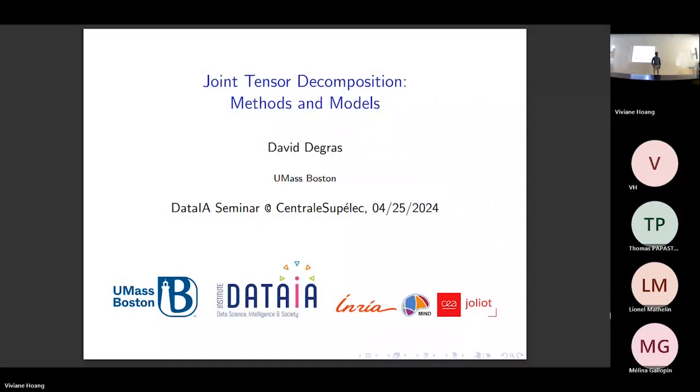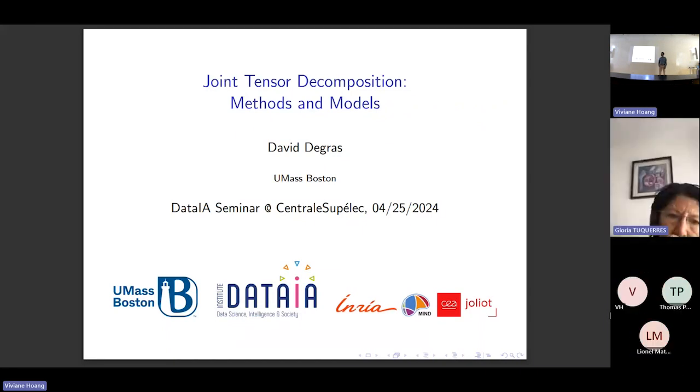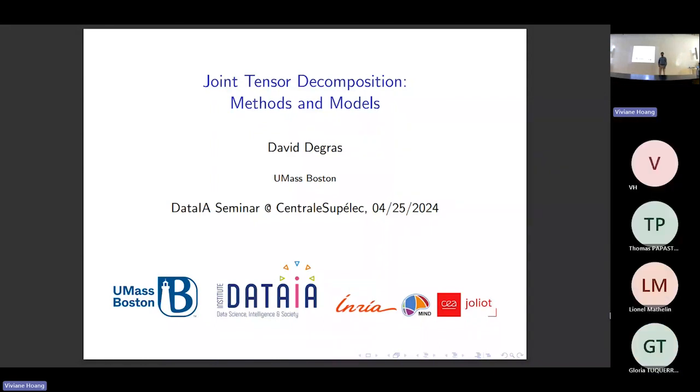Hi everyone. My name is David Degras, and I'm an associate professor at Boston. I'm on sabbatical this year, and I have the joy and privilege to spend the sabbatical with my team, which is based in CEA in India, with wonderful people. Some of them are here today. It's been a great year, learning new stuff, being involved in exciting projects, and meeting grants and training. Very happy. I also want to thank DATAIA for the financial support throughout the year.